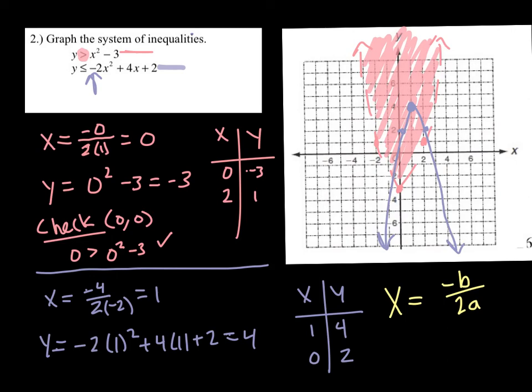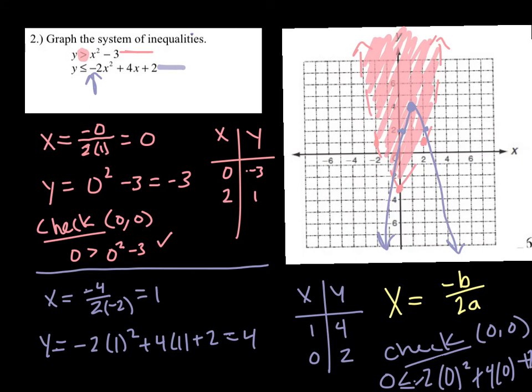So I can test 0, 0 again. It's hard to tell, but it is on the inside of my parabola. If I plug this in and check it, I get 0 is less than 2. It's hard to see my plus 2 over there, but it does work. So I can shade the inside of this parabola as well.